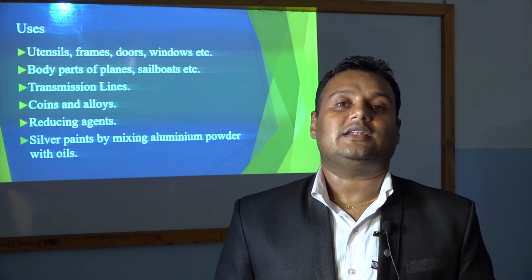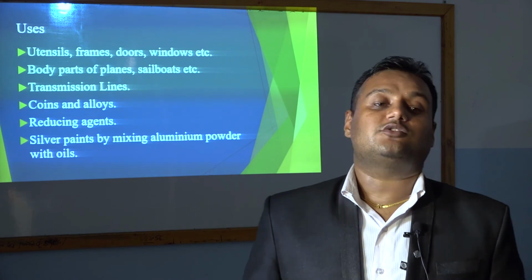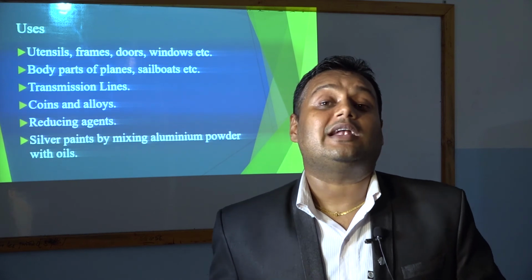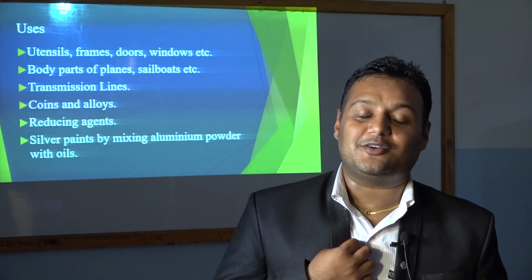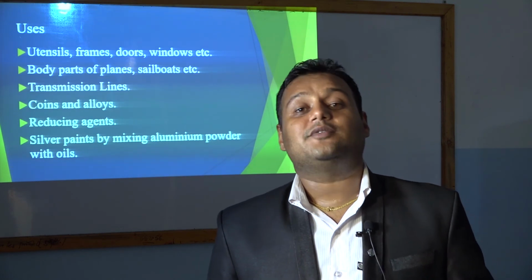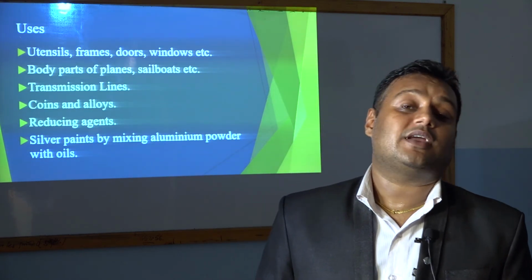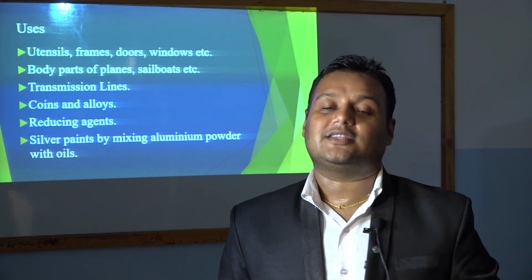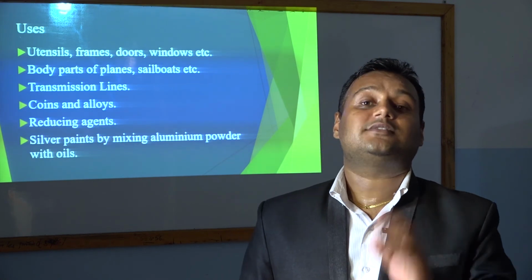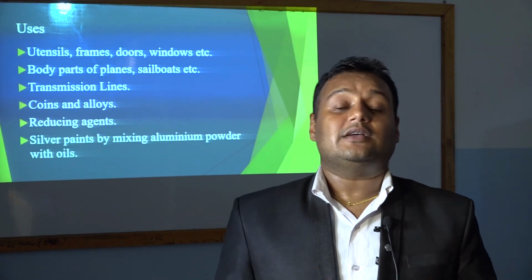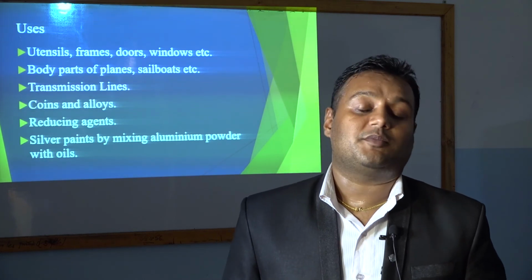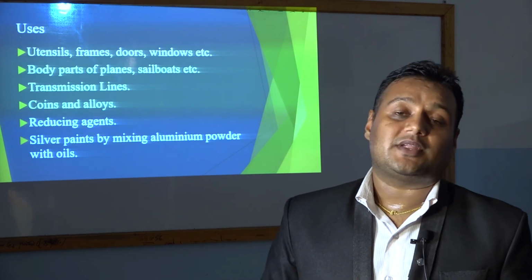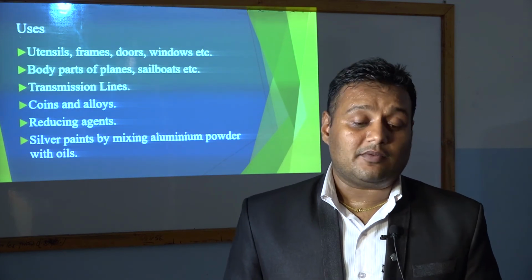Another is coins and alloys. Coins are also made of aluminum. I think a few may have seen a 20 paisa coin. I saw it in my childhood, but now I don't have that coin. Even your father and mother may have seen it, you can ask them. That coin was made of aluminum, and it was the lightest coin ever made in the history of our country. In alloys, aluminum is fused with other metals to form an alloy, and from that alloy different substances are made, from which we get different types of advantages.